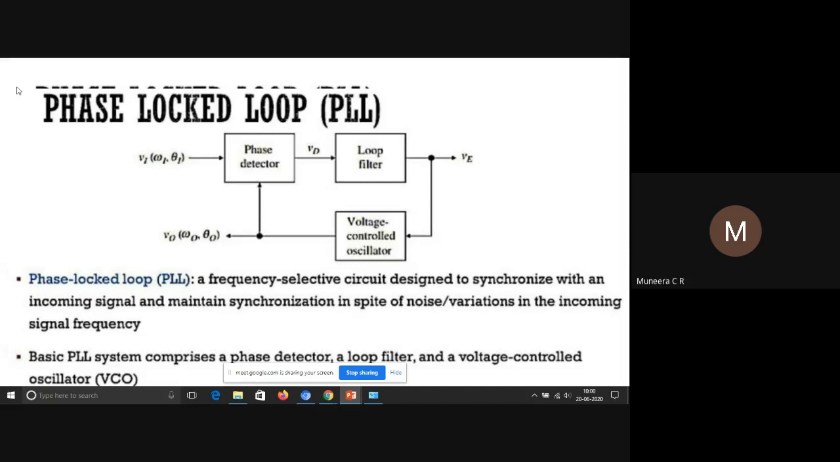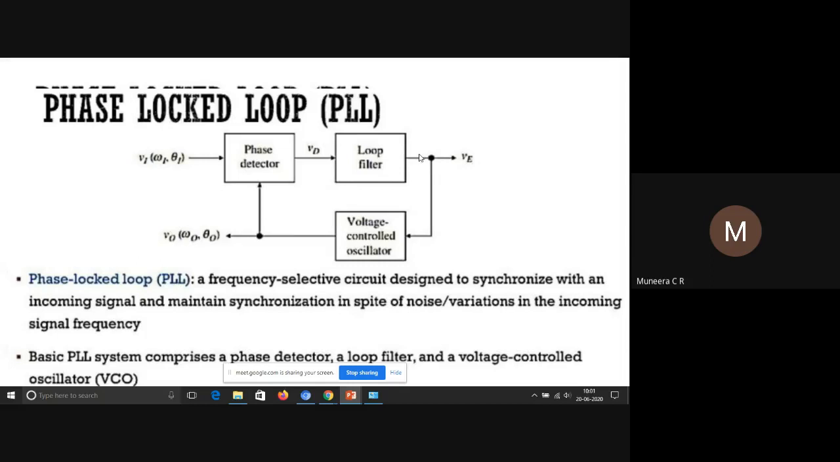What are the applications of PLL? Basically, PLLs are used for satellite communication systems, radar synchronization, airborne navigational systems, FM communication systems, computers, etc. Basically, a PLL consists of a phase detector, a low pass filter and a voltage controlled oscillator, and in between the low pass filter and VCO, usually we have an error amplifier also. That block is not shown here.